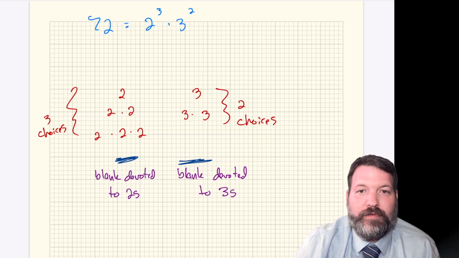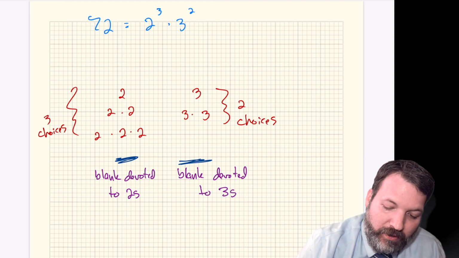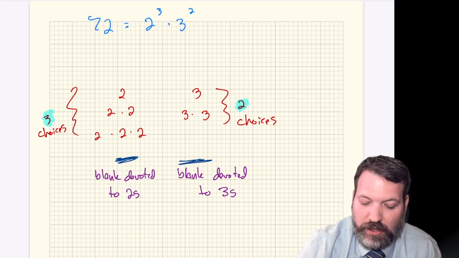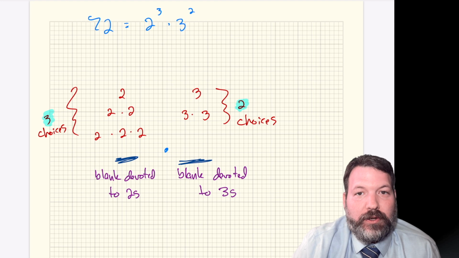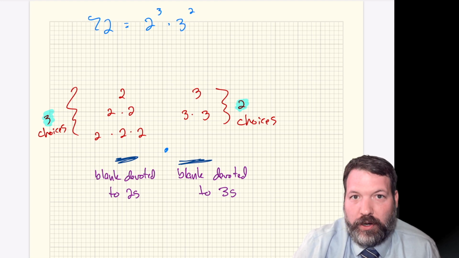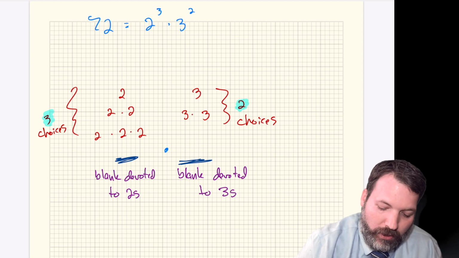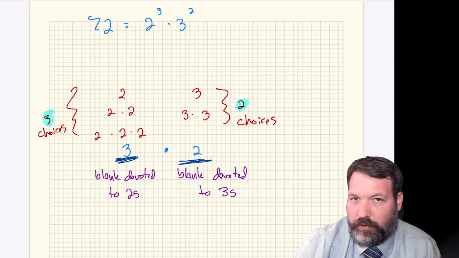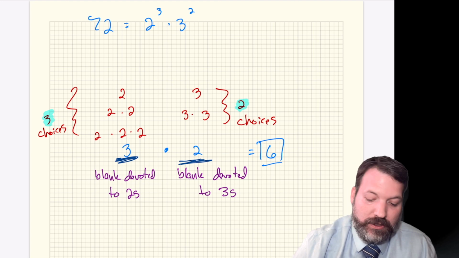And for those of you who are familiar with the fundamental counting principle, you know that when we have scenarios like this, some number of choices by some number of choices, it is the product of those number of choices that tells us the total number of combinations of elements, whatever the elements are. In this case, the elements, of course, are the numbers 2 and 3. So it looks to me like I have 3 choices for 2's and 2 choices for 3's, and of course that ends up making 6. Well, there it is, 6 factors, right?